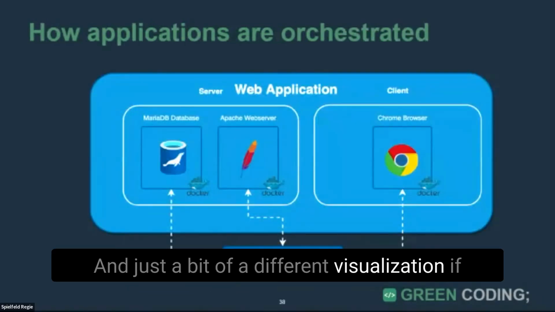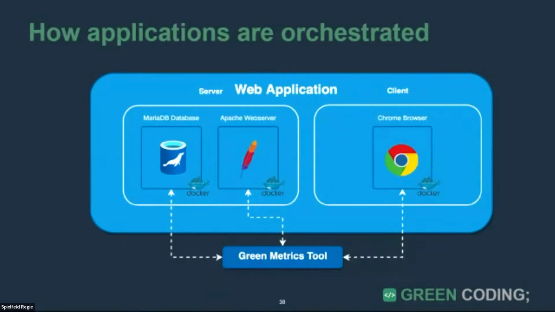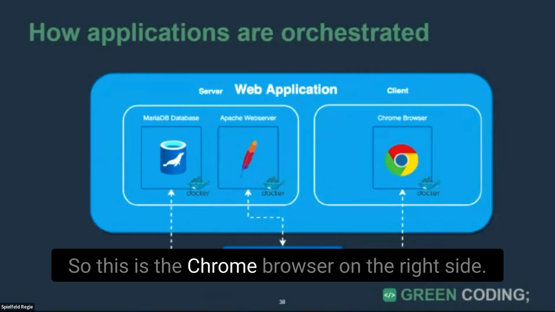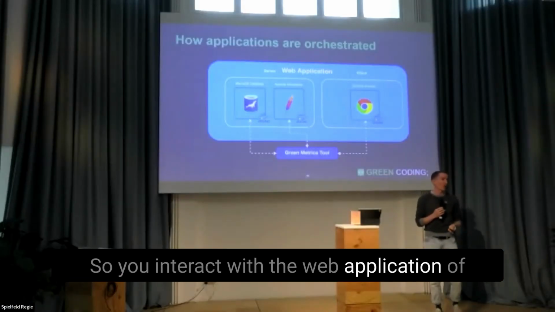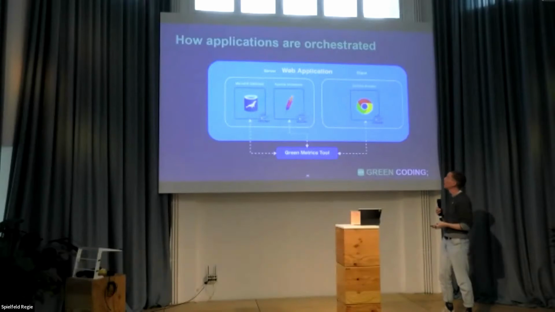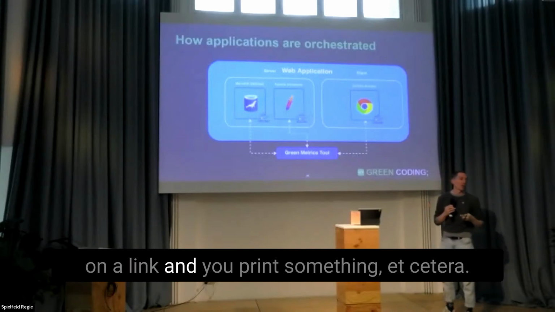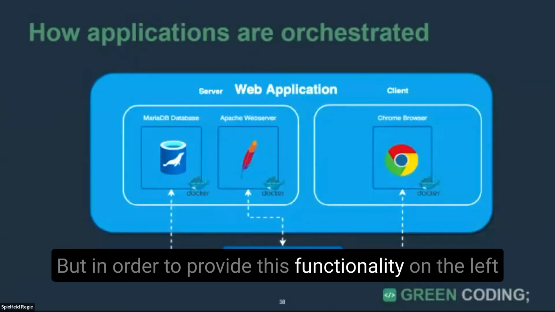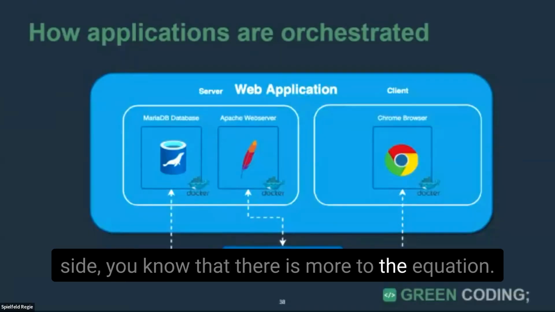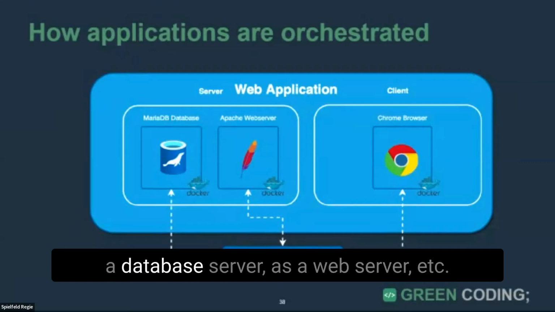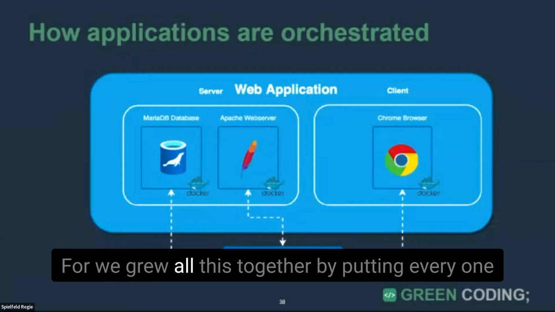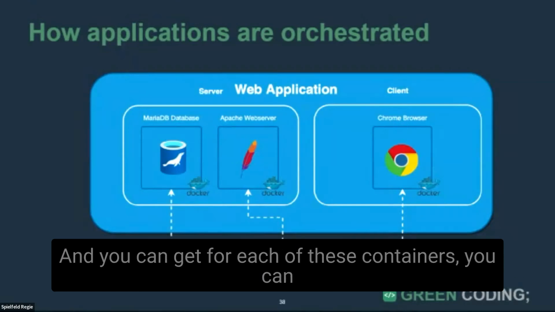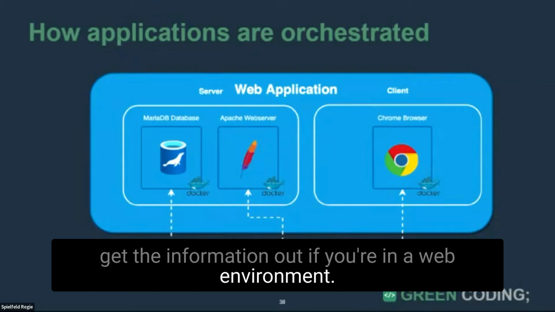Here's a different visualization, if you think of how I would slice a typical application in the web. In web environments, you typically have a user, so this is the Chrome browser on the right side. You interact with a web application of any sort by going through the web page, right? You fill out a form and you click on a link and you print something, etc. This would be your usage scenario, so your flow. But in order to provide this functionality on the left side, you know that there is more to the equation. There is a server, and the server has a database, a web server, etc. We glue all this together by putting each of these in a container as a microservice, and for each of these containers you can get the information out if you're in a web environment.